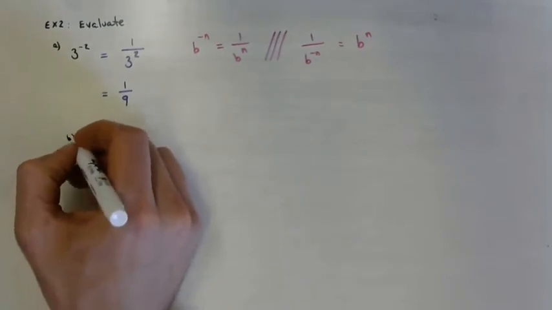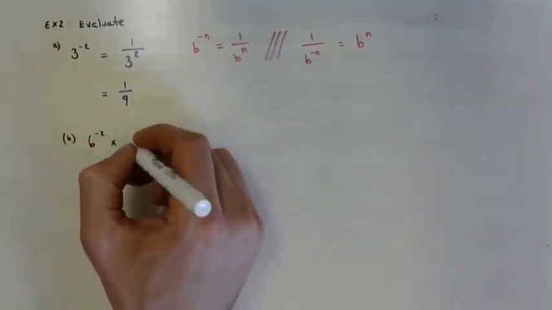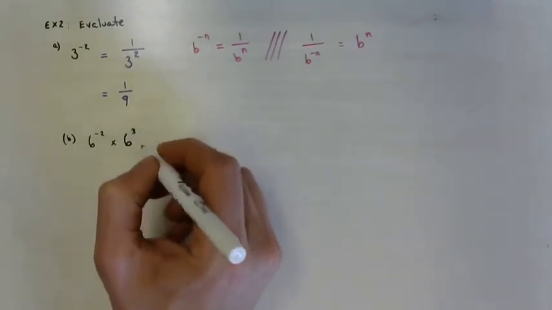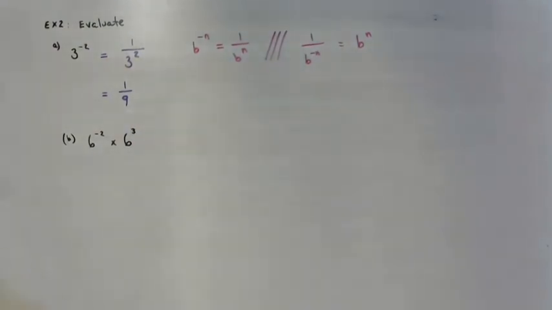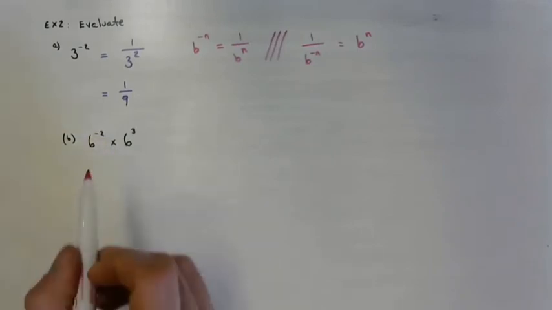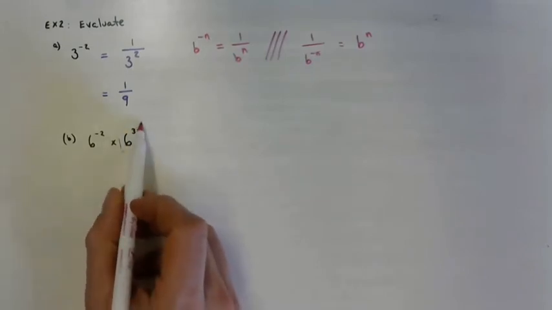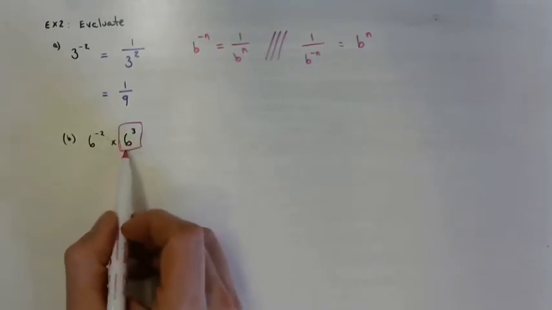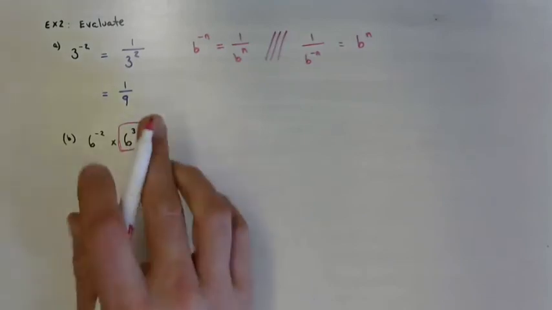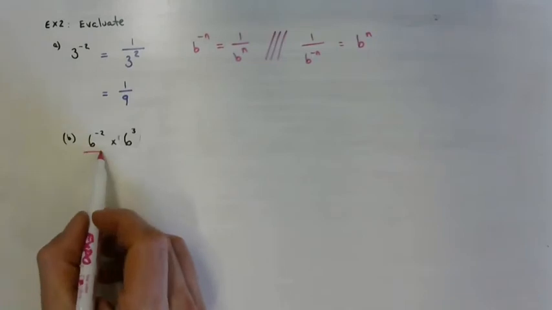Let's look at the second one. The second one, we have 6 to the power of negative 2 times 6 to the power of 3. We notice right away that we have a product. Okay, so it's a power law, but it's a product law of powers. So powers means, do you understand what I'm saying when I say powers? This whole statement is a power. 6 to the power of 3, that's a power. It has a base and an exponent. Okay, so this is now the product of two powers, a power here and a power here.